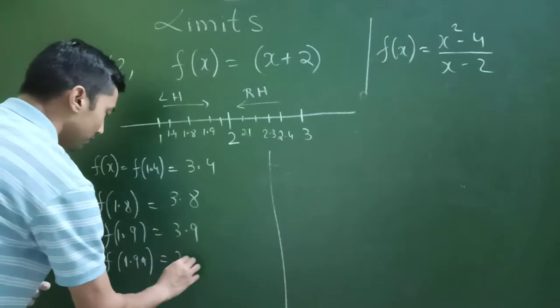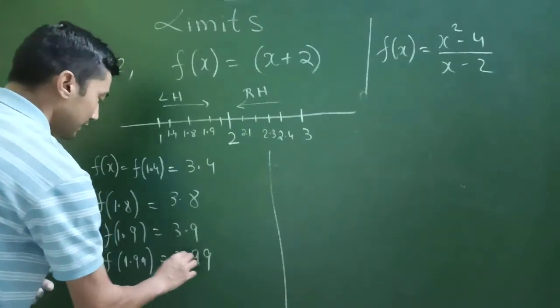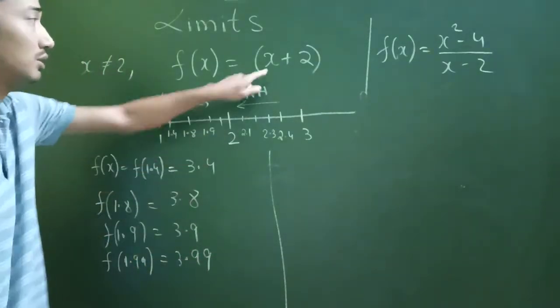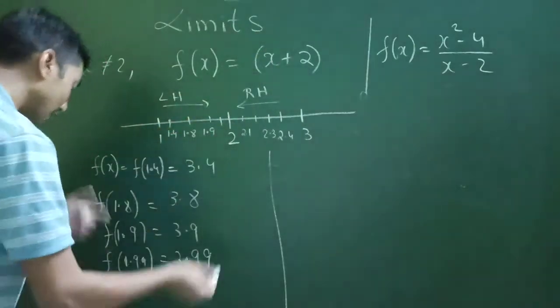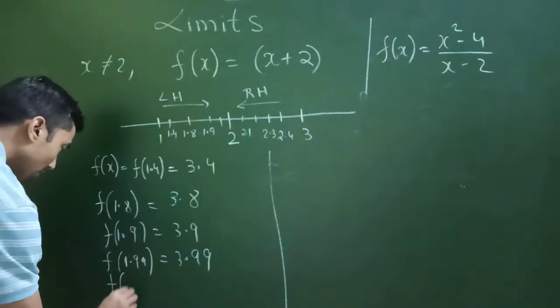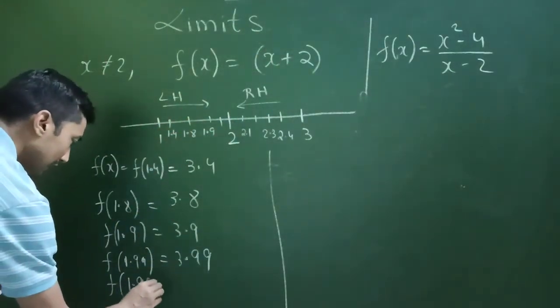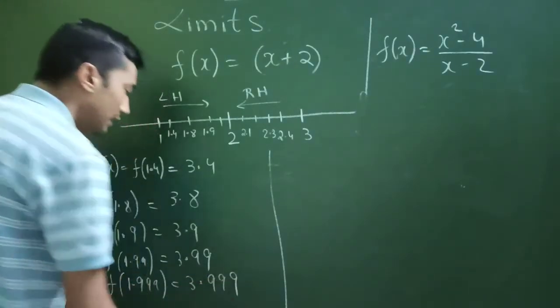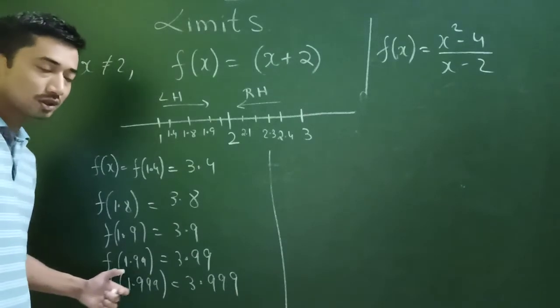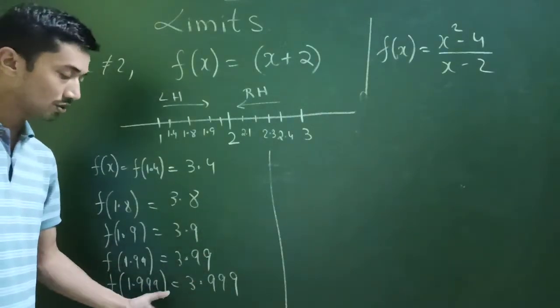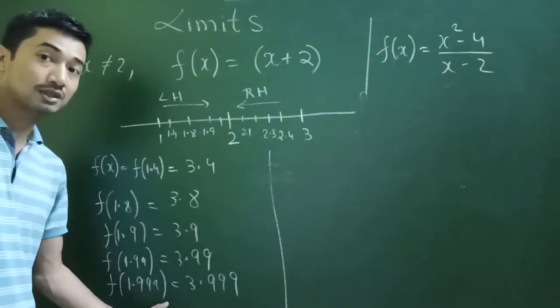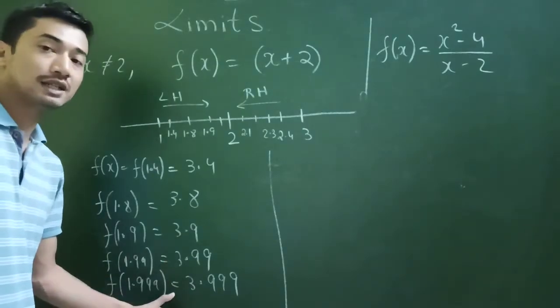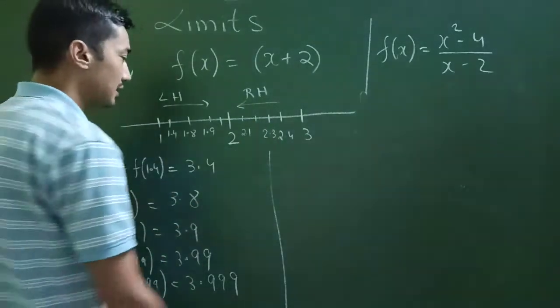1.99. So that's 3.99, isn't it? 1.99 plus 2, that's 3.99. A little bit more closer, 1.999. What do we get? 3.999. So that means the more closer we go towards 2, we can see where it is going towards. Alright, let's leave this here. Let's go to the right hand limit.